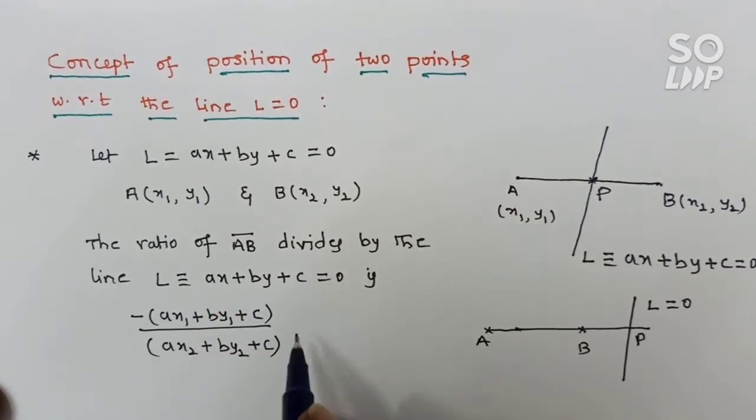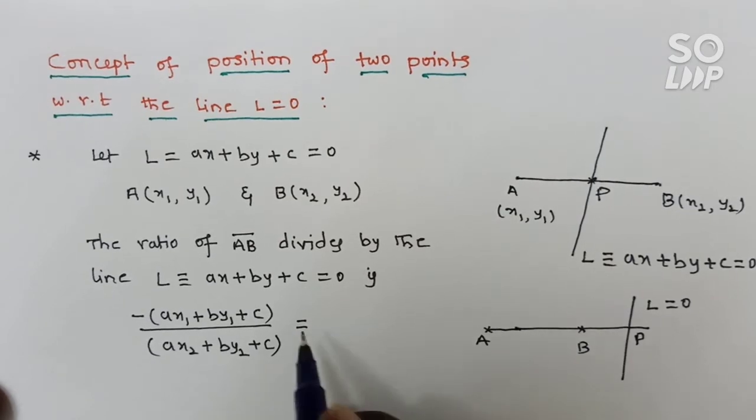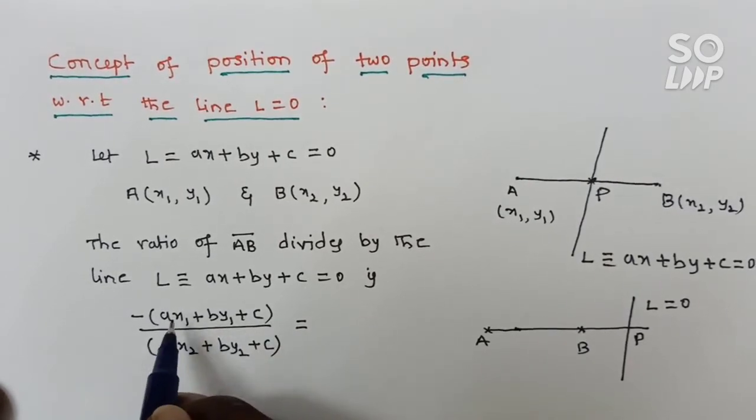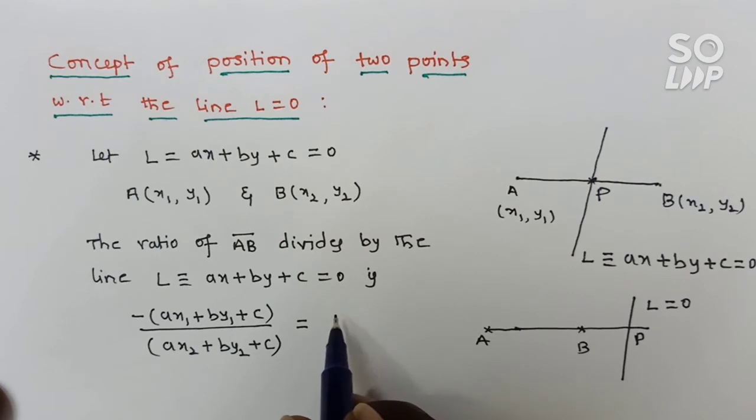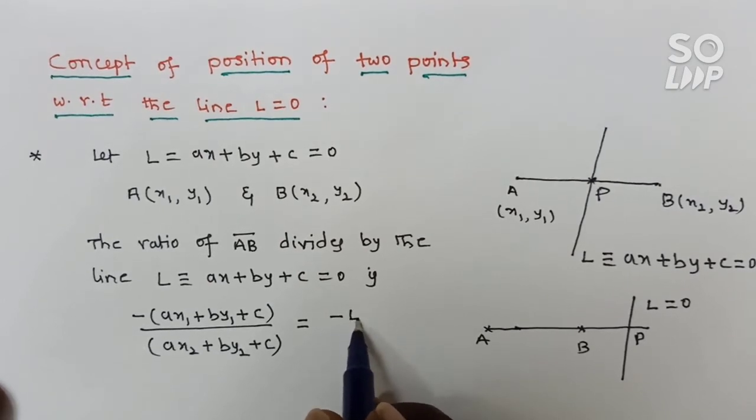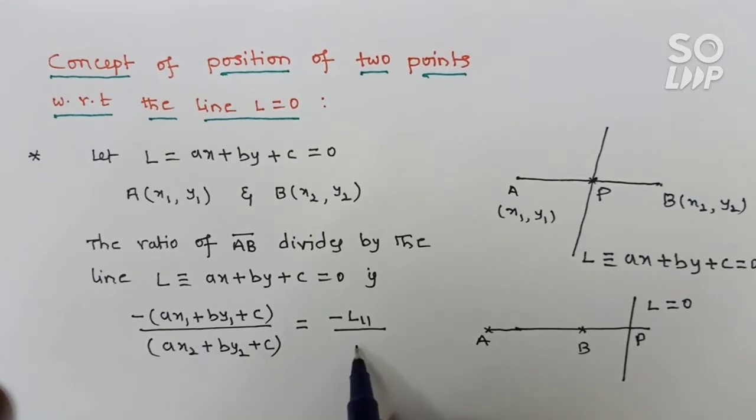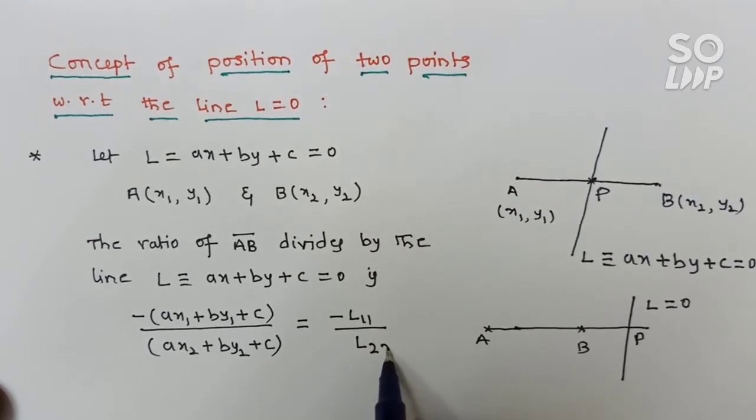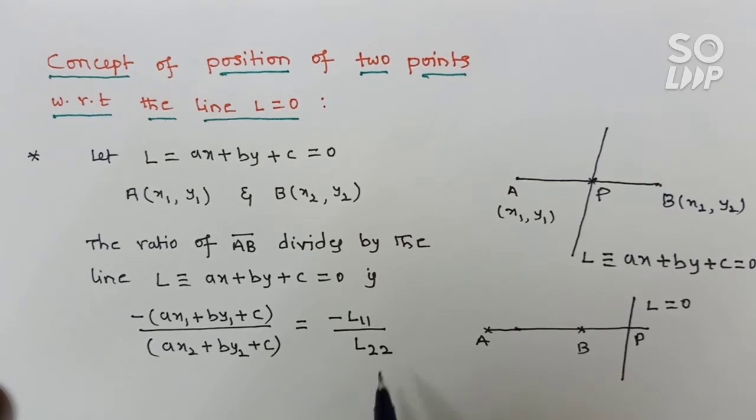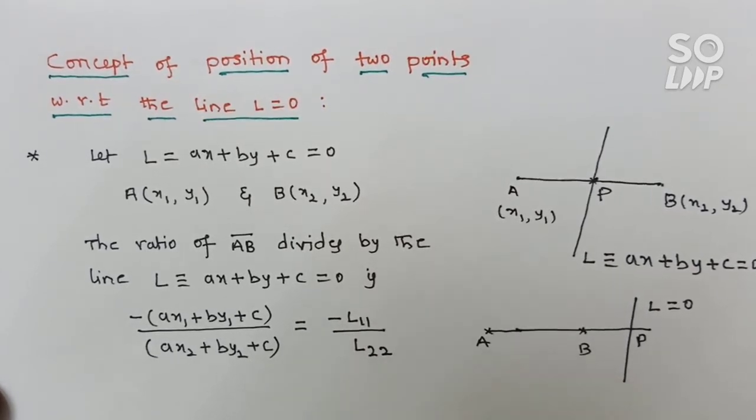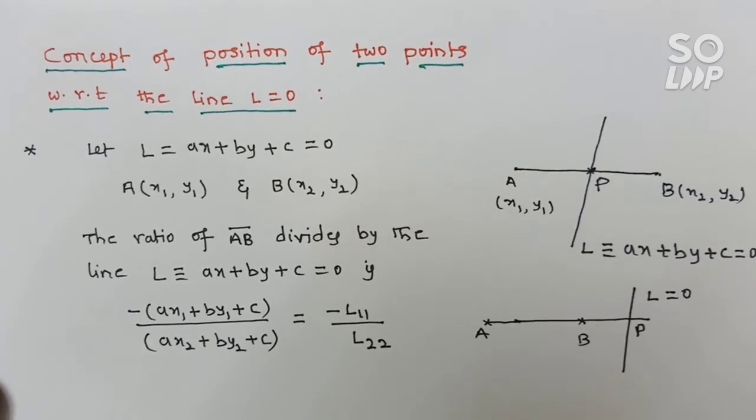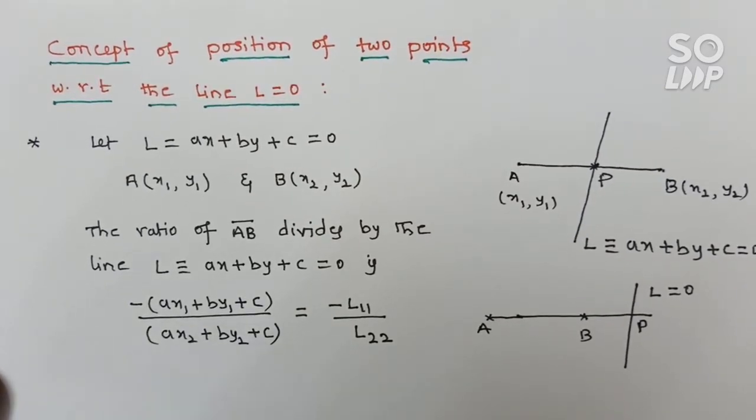Now the numerator value is denoted by the symbol L11. So minus L11 whole divided by the denominator, which is denoted by L22. So this is L11 and this one is L22. Okay, so what is L11? Numerator value. L22 is the denominator value. Okay, right.